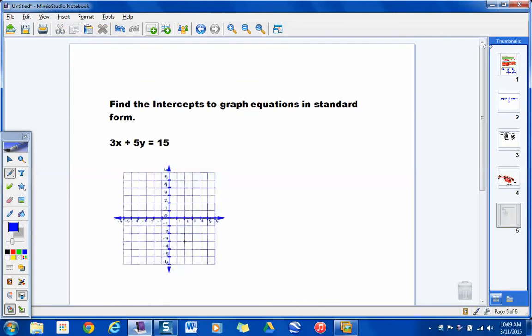Freaking awesome. Okay. Guys, this is what we're going to start getting at. You're going to be asked to start finding intercepts now in standard form. Now, intercepts, it doesn't define which one. So if it says intercepts, plural, that means find the x-intercept and find the y-intercept, right? Find the x, find the y.